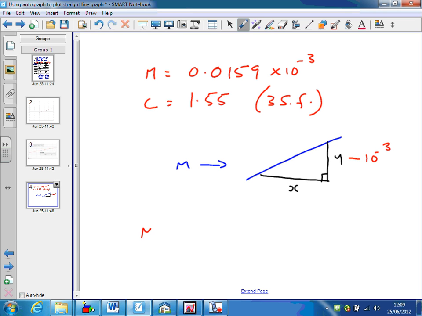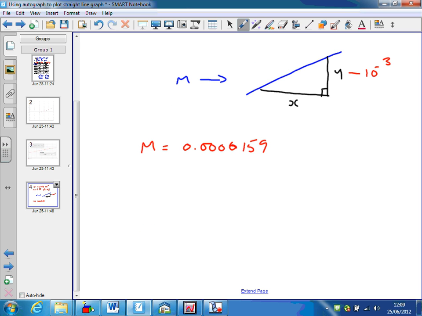So M is actually 0.0000159, four zeros then 159. Probably what I would do at this point is use standard form to make this a more straightforward number. So I'd probably call that 15.9 times 10 to the minus 6. And the units would be whatever units the Y and X axes are measured in.